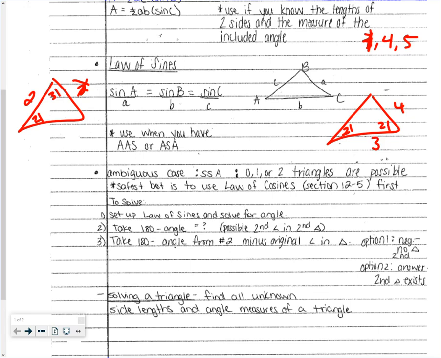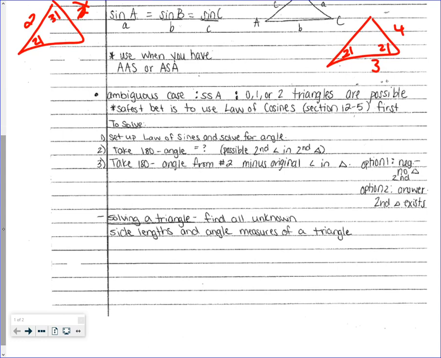So the safest bet is to use the law of cosines first. That's law of cosines from 12.5, but we aren't doing that, so you don't remember that. From geometry, we did law of cosines, but that's okay. We don't have to worry about that today. So here's how we do it. Steps to solve it. Step 1, set up the law of sines and solve for an angle. Then take 180 minus that angle, and see what you get. If there's a possible second angle in a second triangle, I'll explain this in a second. Then you take 180 minus that angle minus the original angle in the triangle. Option 1, if you have a negative, then there's no second triangle. Option 2, if you have an answer, a second triangle exists. That's not going to make sense till I do one, so don't worry about it right now.